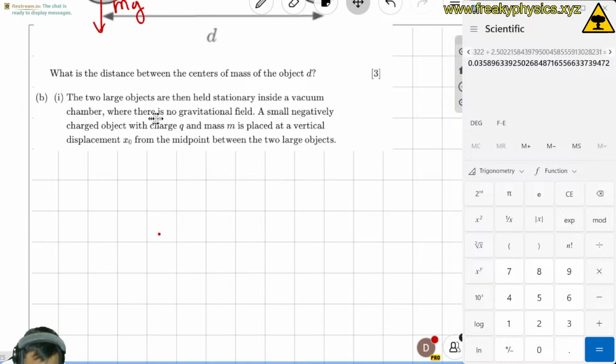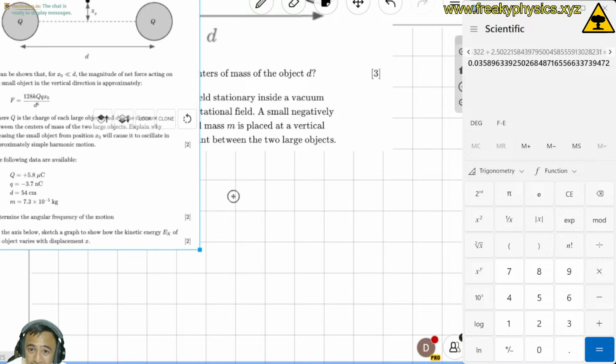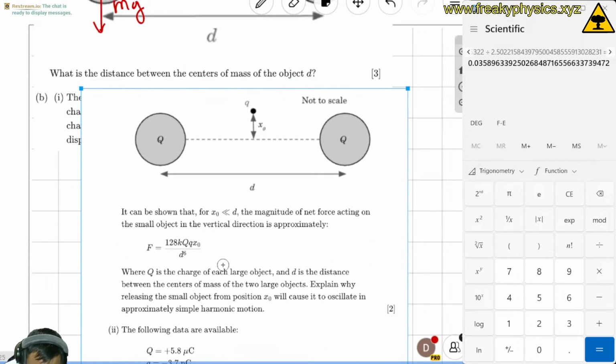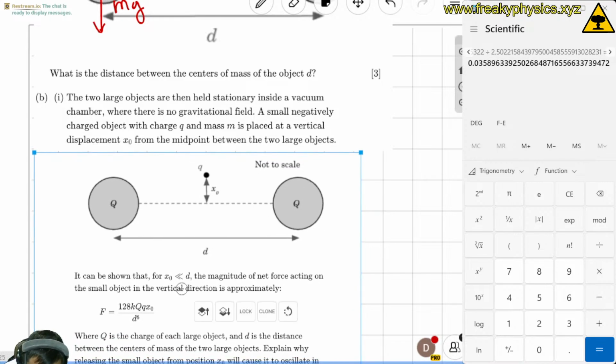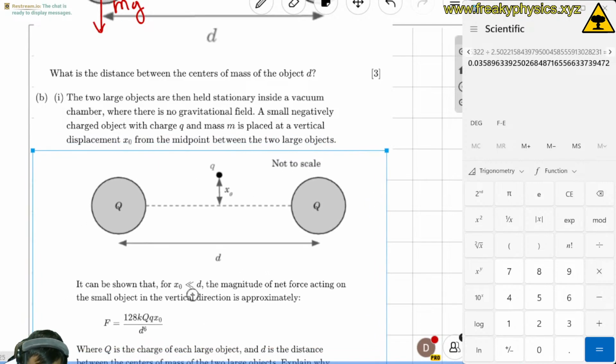The two large objects are then held stationary inside a vacuum. And there's no gravitational field here. Let's copy the rest of the problem here. And then there's a small negatively charged particle placed right between those two things. Actually, this looks similar to something we did last time, the gravity problem, right? But first, here we go.